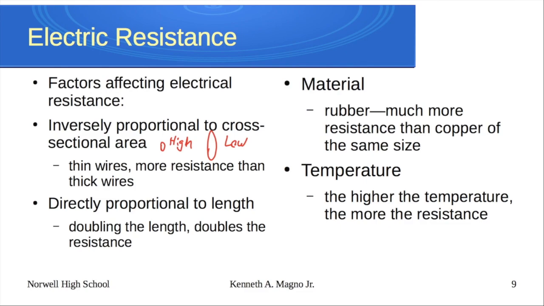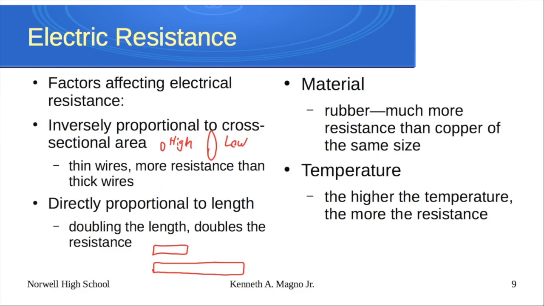The other thing is they're directly proportional to length, and this kind of makes sense. So if I had to go this distance versus if I had to go this distance, the longer one should have more resistance in it, right? Just like if you're going to walk down a short haul versus a long haul, there's more resistance going down the longer haul. Material can affect it. So rubber doesn't conduct well. There's going to be a lot of resistance there. Copper will conduct a lot better.